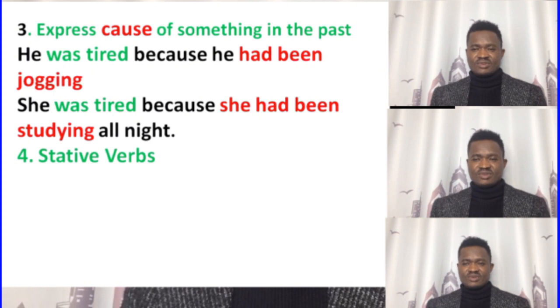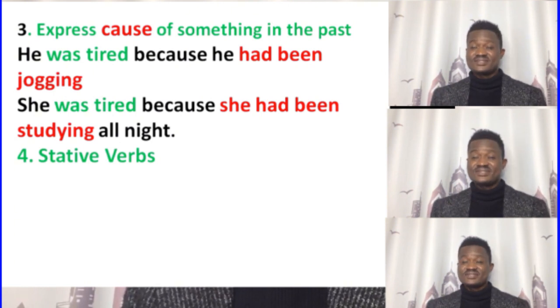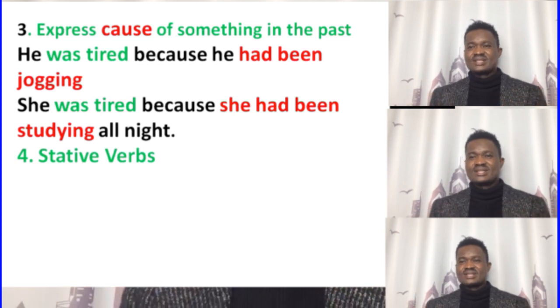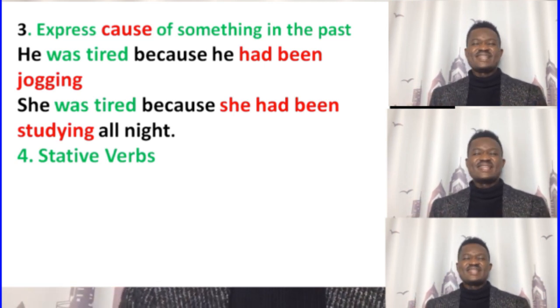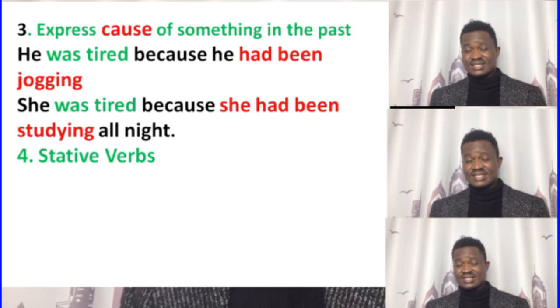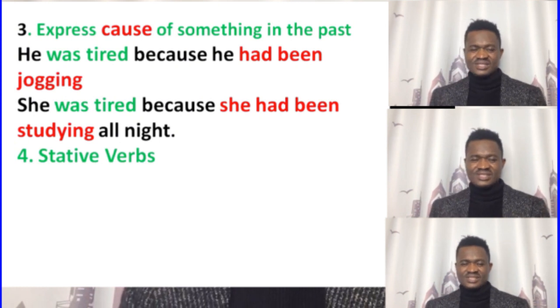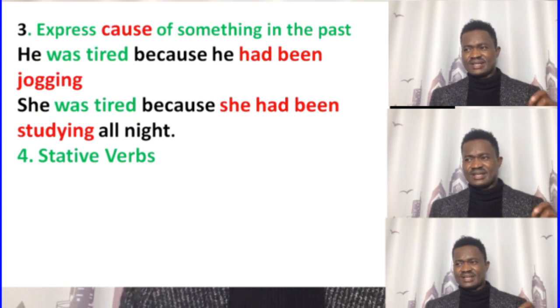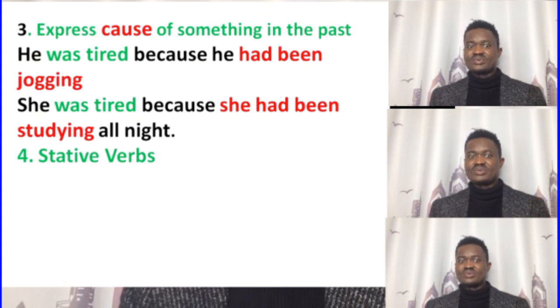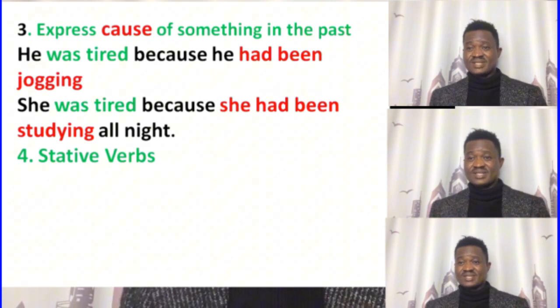Number 4, we are talking about stative verbs. Stative verbs are non-action verbs. They don't express action. So remember, we don't use stative verbs in any progressive, and this is a progressive, so we don't use stative verbs in it. We have a lot of stative verbs. If you check my video on the present simple, you can see a lot of stative verbs there. And these verbs don't express action.